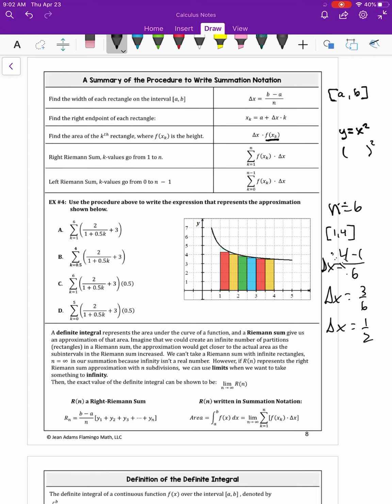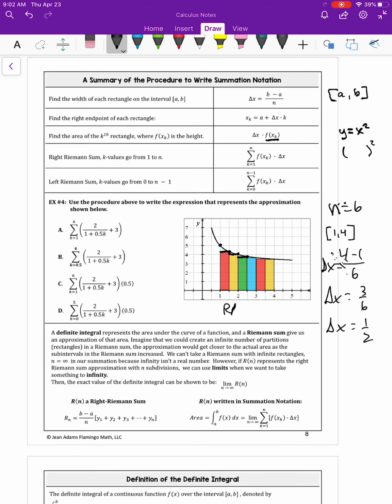So my n is 6. And so 4 minus 1 over 6 gave me my delta x. And my delta x then was 3/6. My delta x was 1/2. Okay, so those are all the things I see here so far.